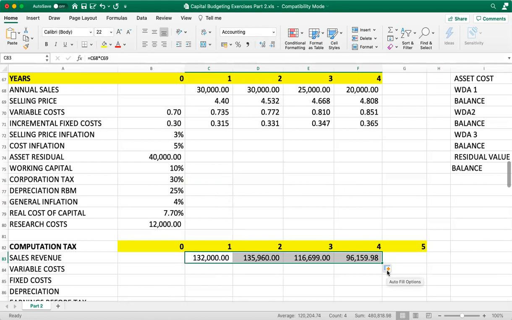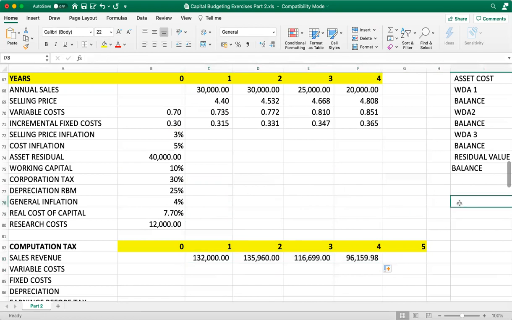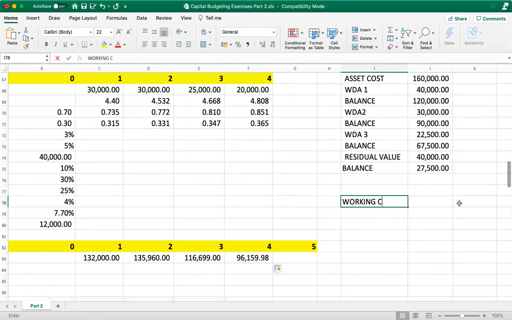Now, we want to compute working capital. So what we'll do, we'll come here and say, we have here 0. Let me put it here, working capital. So working capital.